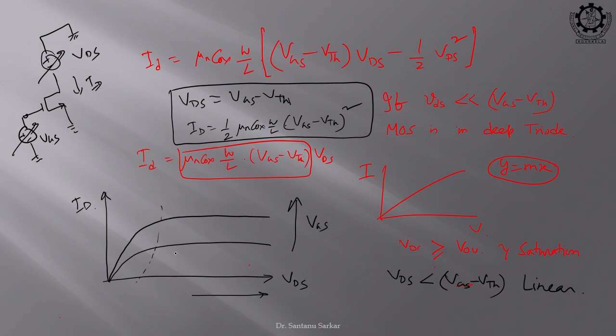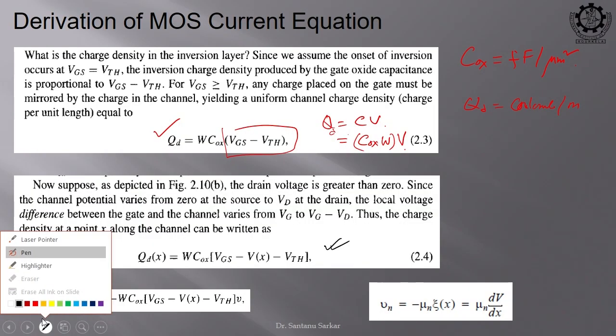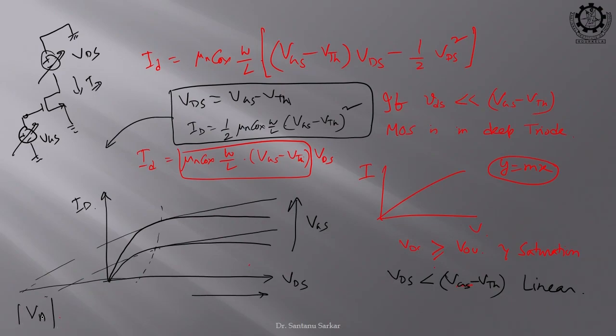So, what is the meaning? That even if my VDS is changing, my current should not change, because in my equation there is no dependency on VDS, right. But in reality, what do you see? This current does depend on VDS, right, is it not? So, if you extend this, it will cut at which point? You all know that, that is called early voltage, right. Okay.